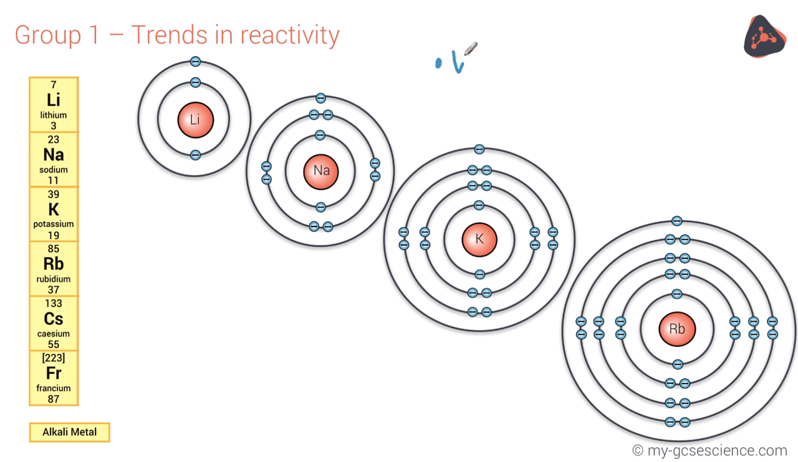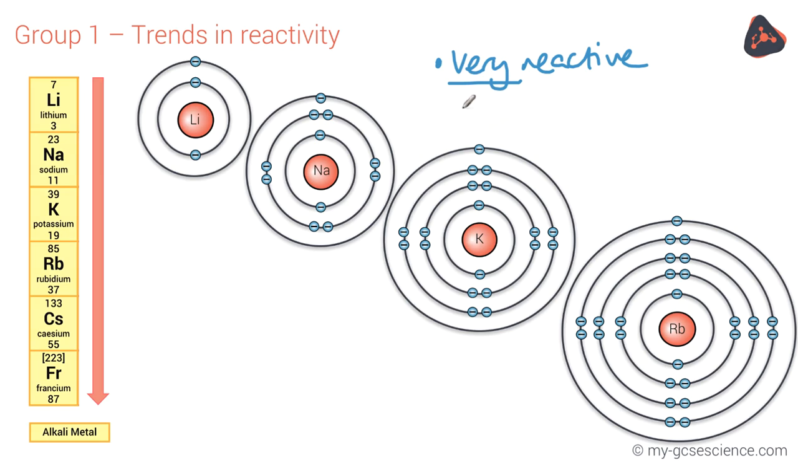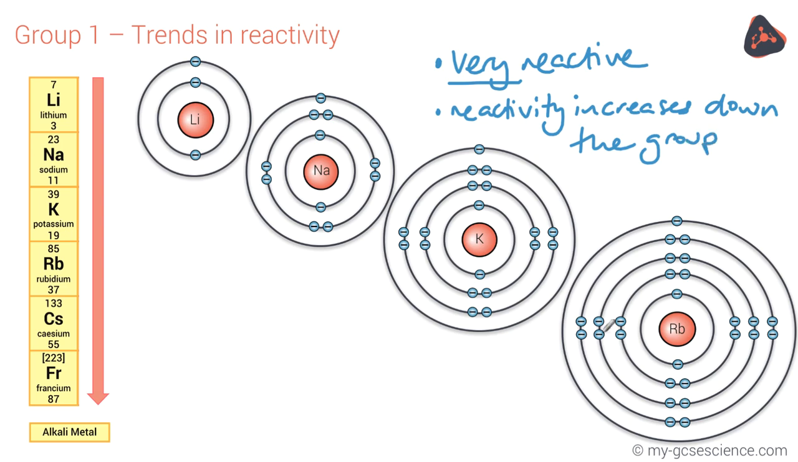The Group 1 metals are also very reactive, and the reactivity of the metals increases as you go down the group. In the exam, they might ask you to explain why the metals get more reactive as you go down the periodic table. If you can do this, this will get you the highest possible marks.